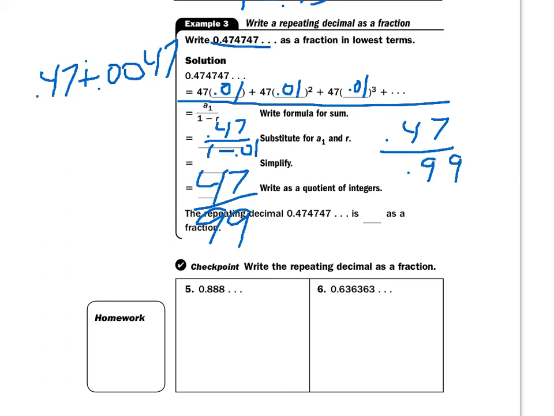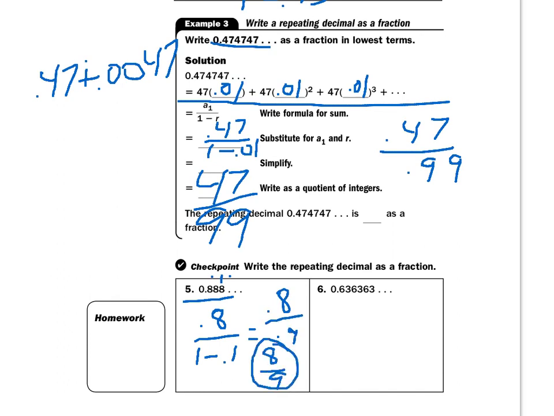Okay, you do the checkpoint 5 and 6. All right, welcome back. Hopefully, on this one, you said, okay, the first term is 0.8, and that constant multiplier had to be 0.1 because it didn't go 2 spaces. It only moved 1 space, 18, 18, 18. 1 minus 0.1, so you end up with 0.8 over 0.9, or 8/9.